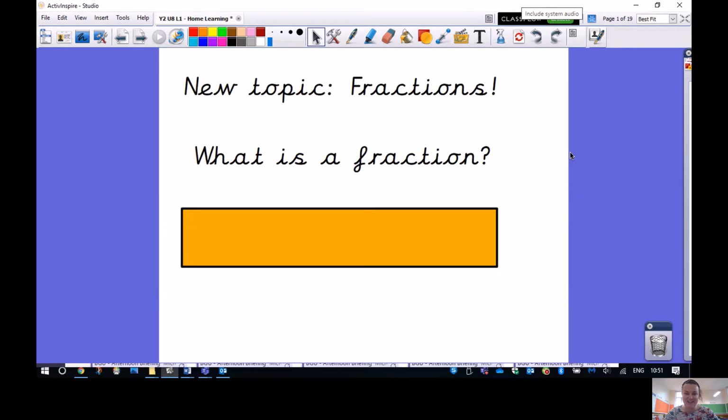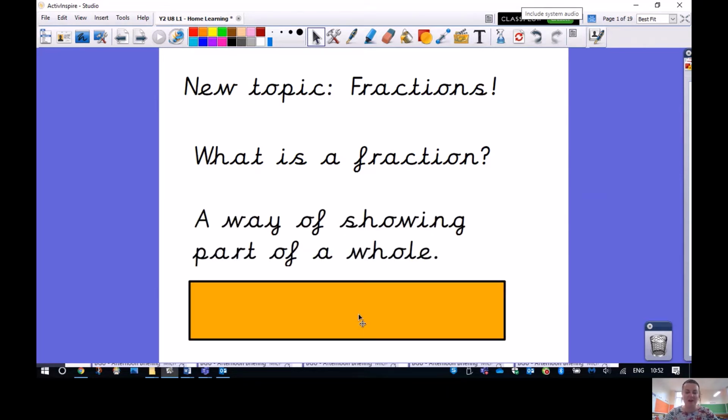Good morning, Year 2. New topic today. I'm so excited to be able to share maths with you this week. And this week we are learning about fractions. So what is a fraction? Well, a fraction is a way of showing part of a whole.